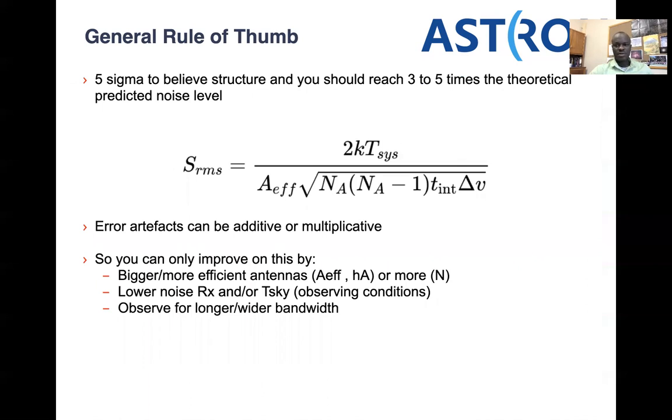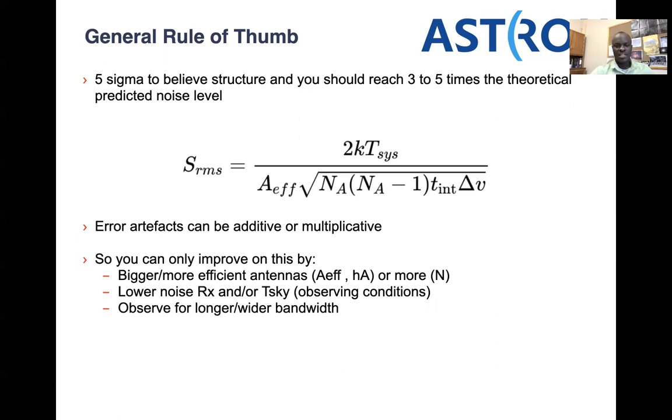So one of the rules, that general rule of thumb you want to follow, is that we always use 5 sigma to believe a structure is real. If you reach 3 to 5 sigma in the theoretically predicted noise level, then that is likely a real source. And how do you determine what sigma is? Sigma is just your root mean square noise.